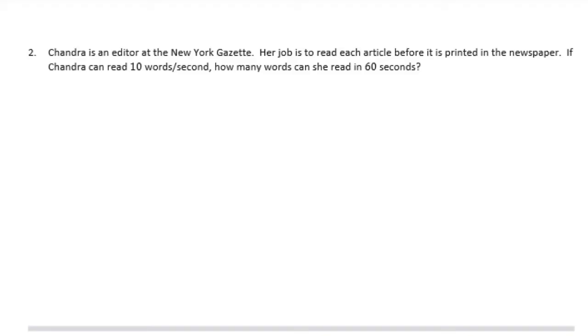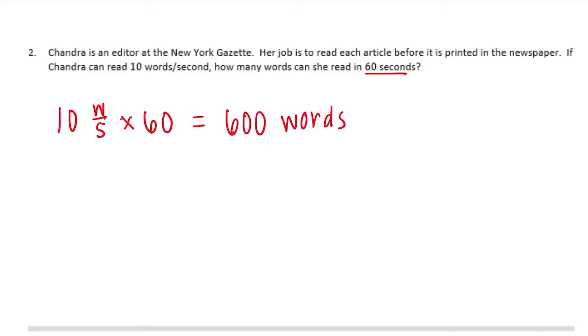She reads 10 words a second, and we want to know how many she can read in 60 seconds. So let's multiply that by 60. 10 times 60 is 600, so she would be able to read 600 words in 60 seconds.